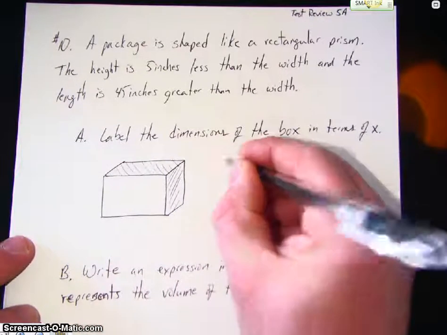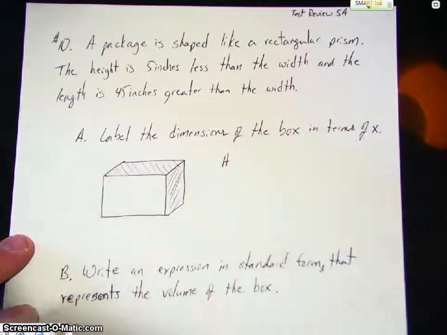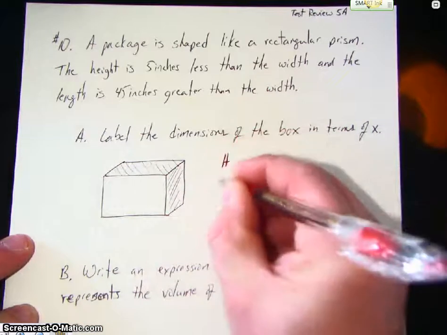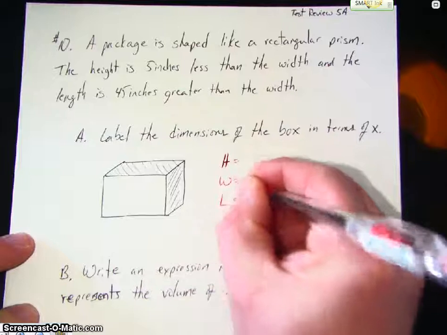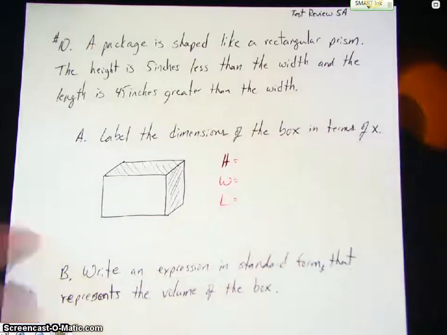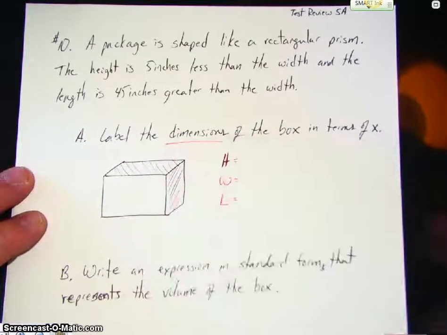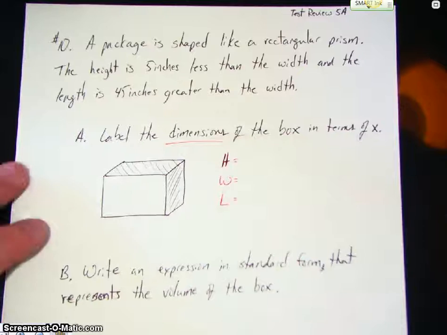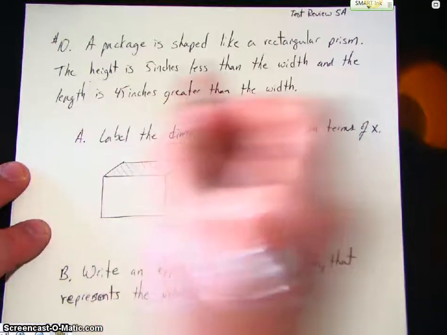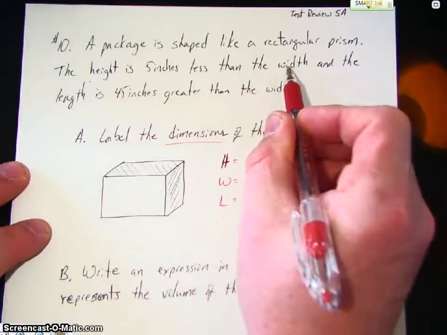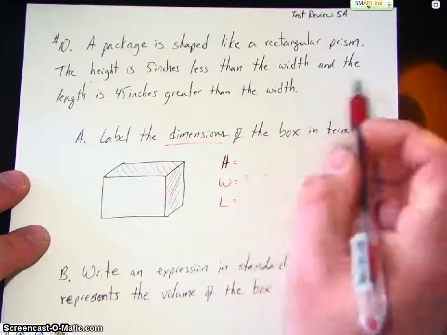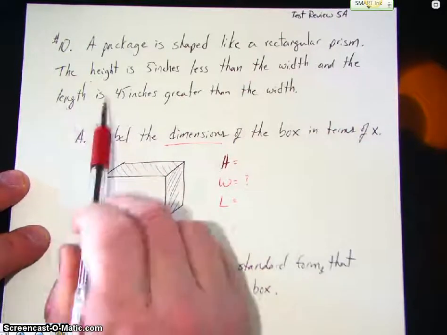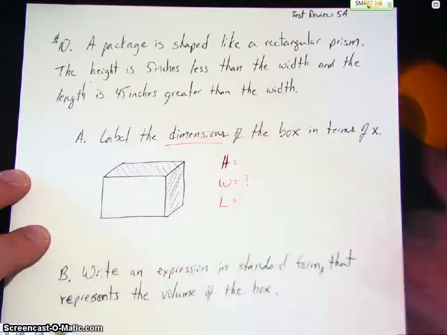In other words, what's the height, what's the width, and what's the length. We want to know these dimensions. That's all they want. All right. Well, we go up here, it says the height is 5 inches less than the width. Okay, and what's the width? We don't know yet. And the length is 45 inches greater than the width.